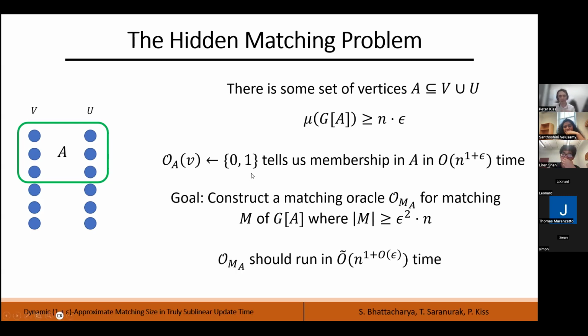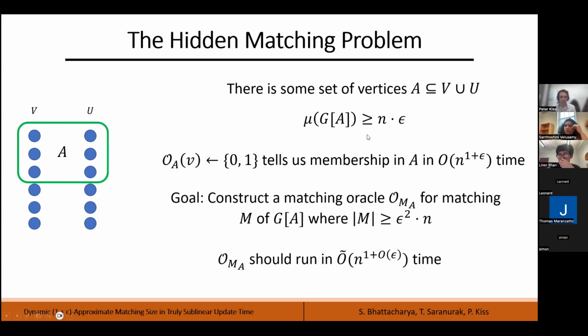And my goal is that this oracle I get out of this process should run in roughly the same time. Maybe it gets an n to the epsilon blow up, but it should still be almost n. So I should barely get any blow up. And I want to do this construction in less than n squared time.